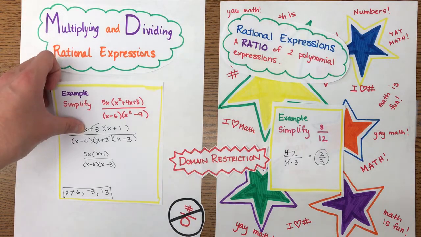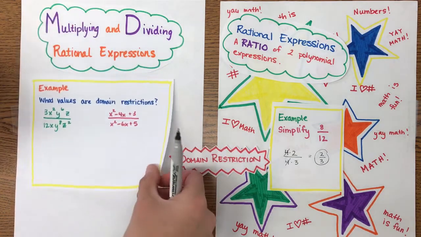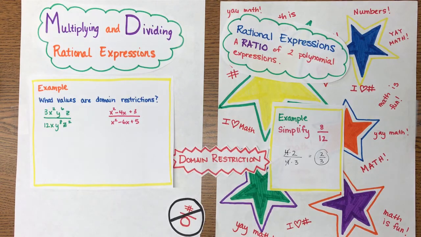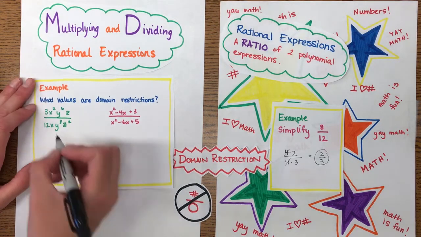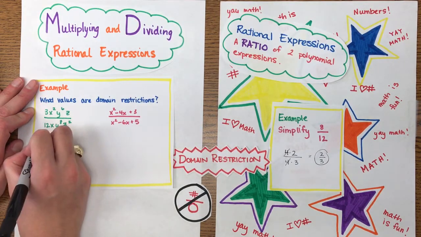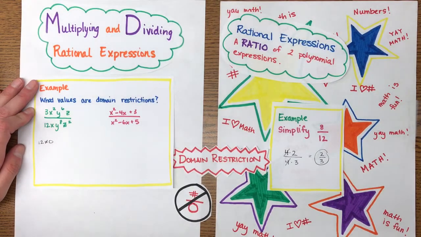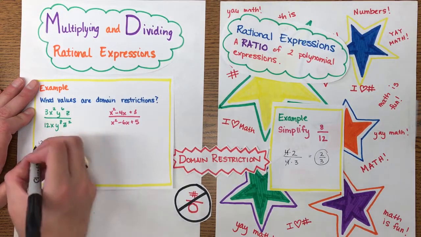On this theme of domain restrictions, I want to look at two different sets of examples where I have some domain restriction issues. So when you are looking at domain restrictions, we are asking the question, what values will make the denominator equal to 0? What values will make an illegal operation? So in this first example, I'm going to look at all of the factors in my denominator, and I'm going to say 12 cannot be equal to 0, and I have no problems with that. 12 is never equal to 0.